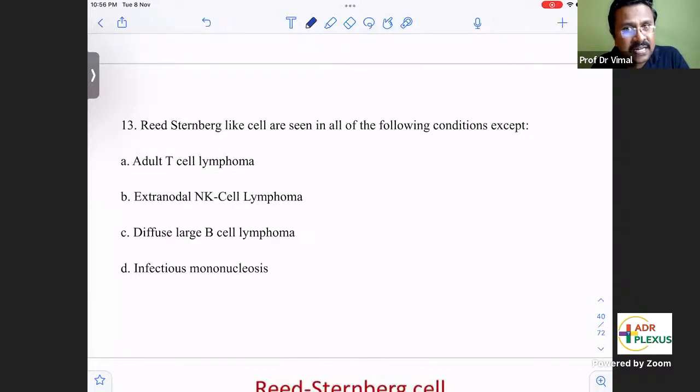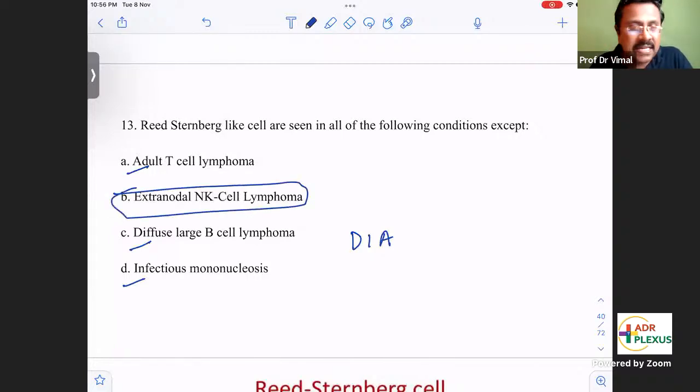For 3 of these conditions, RS-like cells are seen, except 1. Please remember the mnemonic DIA: diffuse large B-cell lymphoma, infectious mononucleosis, and adult T-cell lymphoma. In all these 3 conditions, you will get Reed-Sternberg-like cells, and the answer here is extranodal NK cell lymphoma, where you will not see RS-like cells.